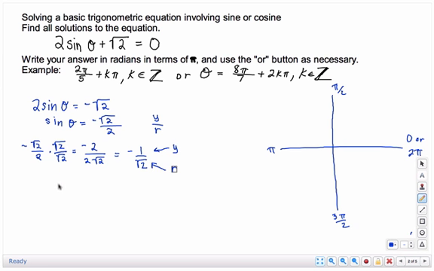Now let's think about if y is a negative 1. So where is y a negative 1? Y would be negative in quadrant 3. Y's are negative in quadrant 3 and quadrant 4. So what you're going to do is draw a reference angle in quadrant 3 and bring that down. And then we're going to draw one in quadrant 4 as well.